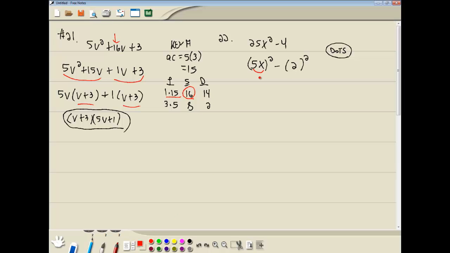So what's inside our first set of parentheses, we'll label as F for first. And what's inside our last set of parentheses is L as last. Now our formula says F plus L times F minus L. So everywhere there's an F, I'll plug in 5x, and everywhere there's an L, I'll plug in 2. So I got 5x plus 2 times 5x minus 2. And that's our answer.